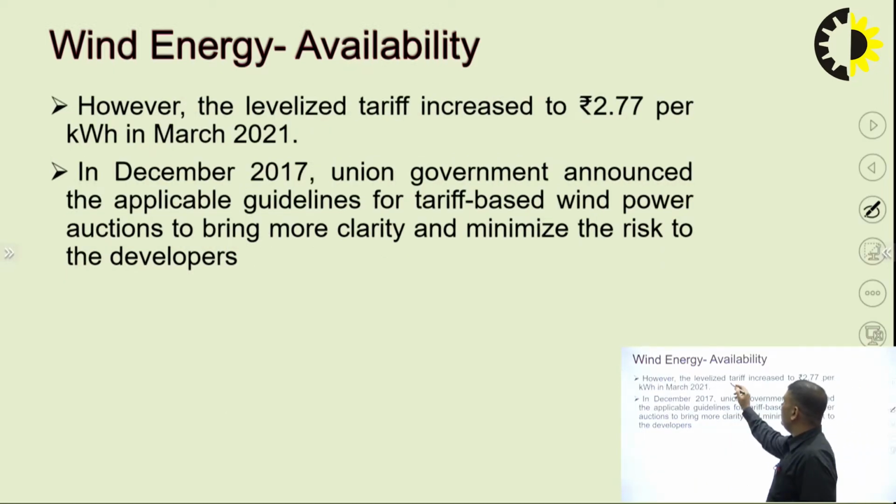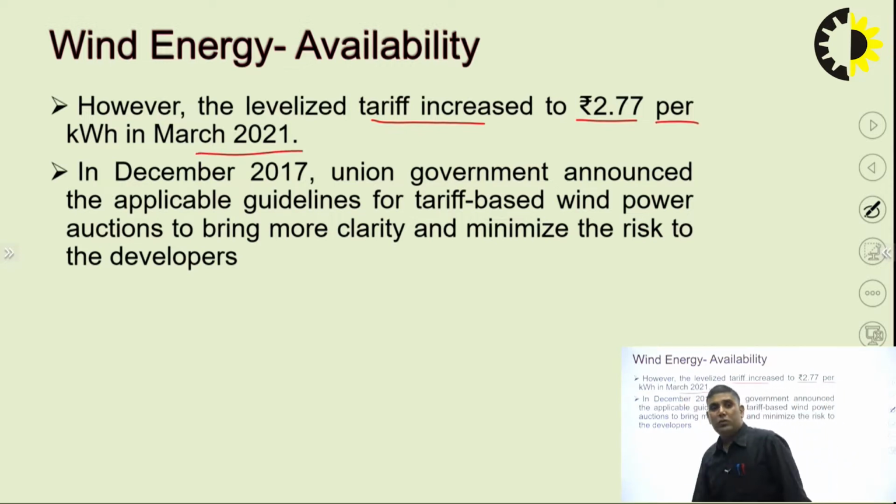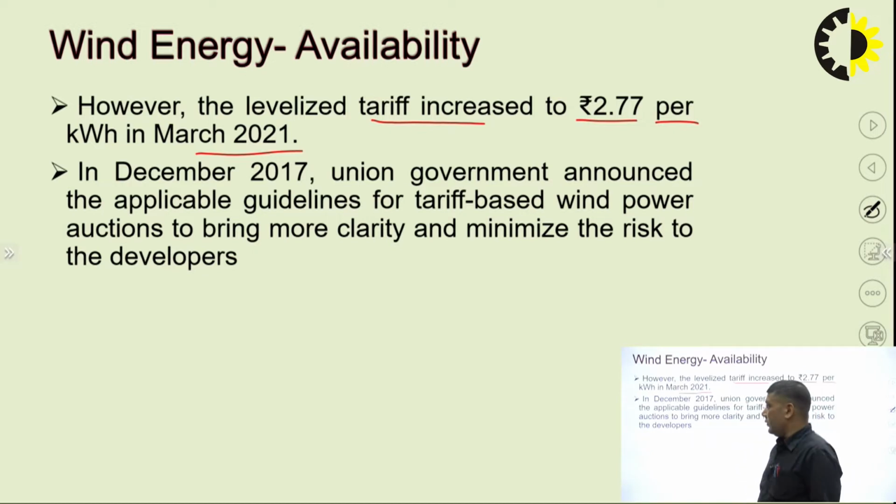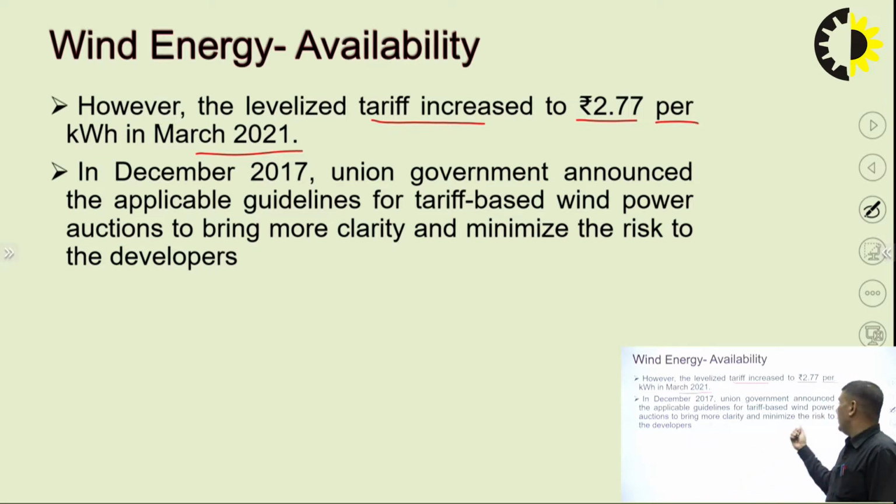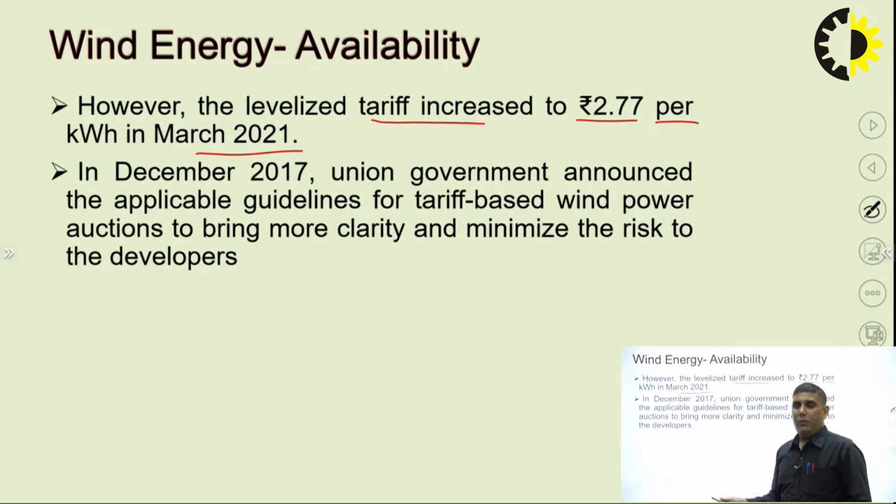However, the levelized tariff has increased to rupees 2.77 per kilowatt hour in March 2021, but it is still cheaper. In December 2017, the Union government announced the applicable guidelines for the tariff-based wind power auction to bring more clarity and basically to minimize the risk to the developers. So if you are setting up wind power plants or windmills, you can take insurance, just like human life insurance, so that most of your risk is covered by the insurance company, and they are basically government subsidiaries or central government bodies.